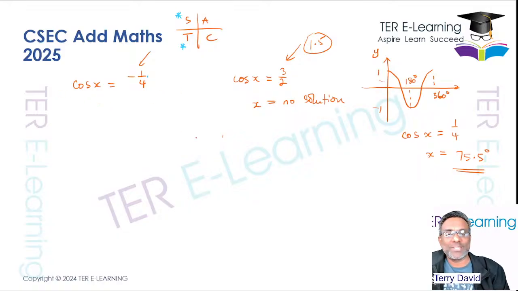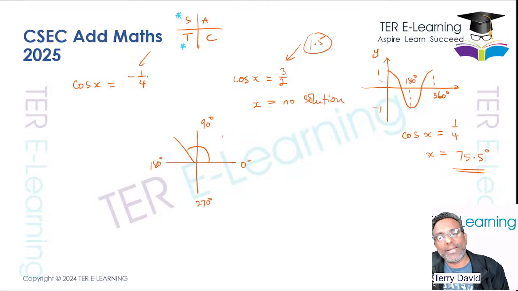So anyway, let's work out the angles. We know that the first angle has to be in this quadrant here. Now let's label this quadrant: 0, 90, 180, 270. The angle that we need to work out is this angle here. How do we get that angle? Well, that angle is always related to the angle in the first quadrant. So you see that 75.5 that we got here? That is what this angle is here.